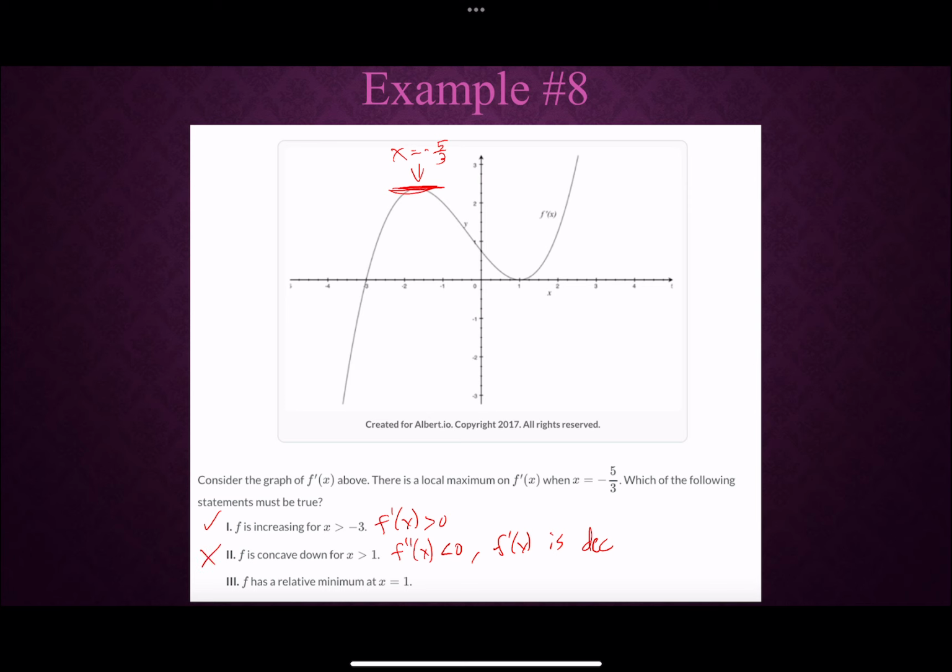And is there a relative minimum at x equals 1? Well, in the graph, that's a minimum, but is that an actual relative minimum? Well, it is a critical point. We're going from plus to plus. We are not changing. We are increasing and increasing afterwards, so it's not a minimum location. All right, so this one would be 1 only.